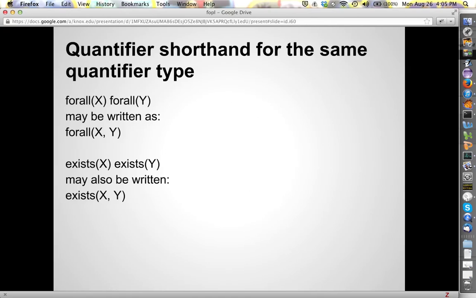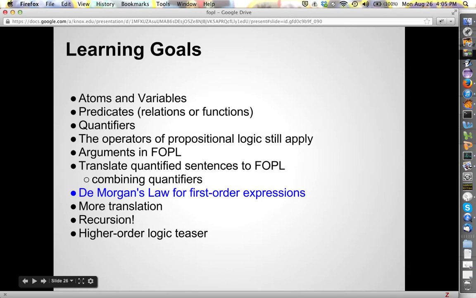On the other hand, if you have something like for all x, for all y, or there exists an x, there exists a y, you can actually change the order of those. And sometimes you'll see these written like for all x, comma y, or exists x, comma y. Sometimes you'll see these written in this shorthand.